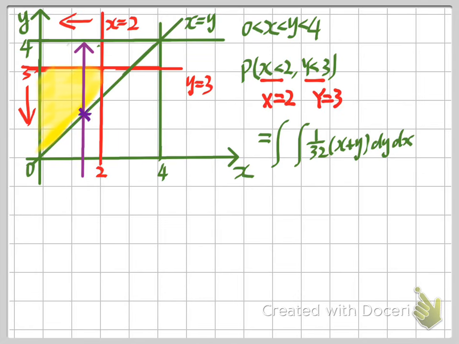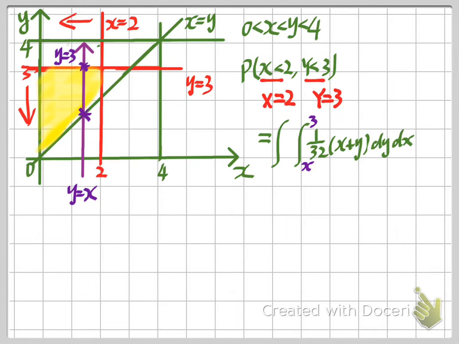So this is x equals y, or in other words, y equals x. And the second intersection is our horizontal red line, y equals 3. So for our y, the lower limit is x and the upper limit is 3. Okay, so this is now good. We don't need to divide it into two parts. And then the next thing is for our x.